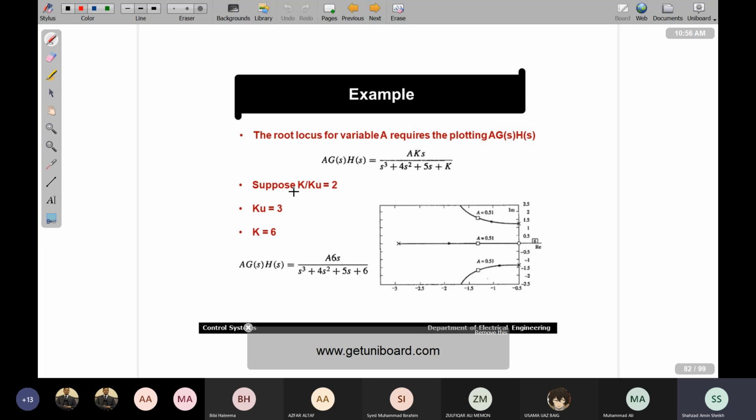But before doing that, as we have to suppose that K over KU should be greater than 1. Here it is supposed that K over KU is equal to 2. And we know that for uncompensated system, KU was equal to 3. So using this relationship, we will end up with K is equal to 6. So putting K is equal to 6 in this equation, we will end up in this form.